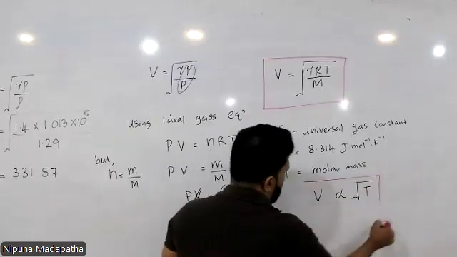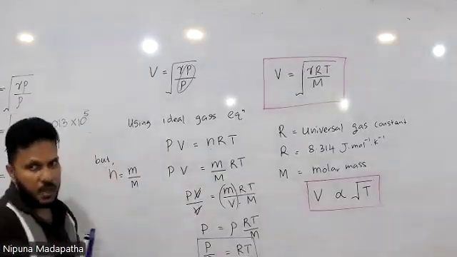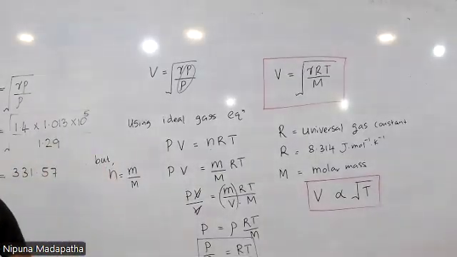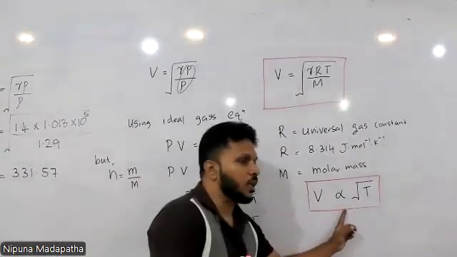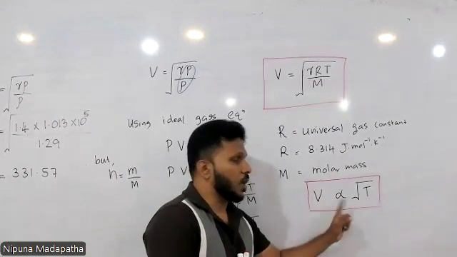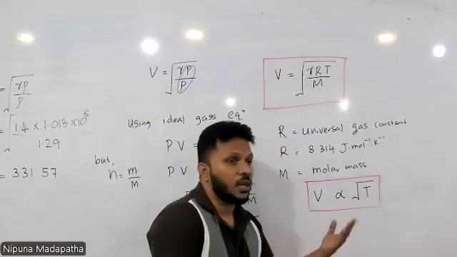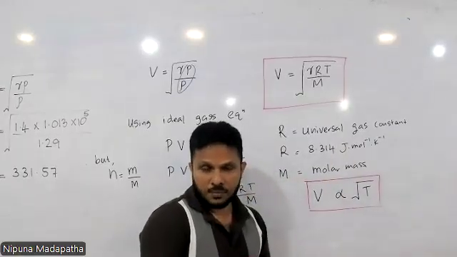That is the relation between temperature and the speed of sound in air. Speed of sound in air is directly proportional to the square root of the absolute temperature of the air. So if you double the temperature, by what factor does the speed of sound in air increase?